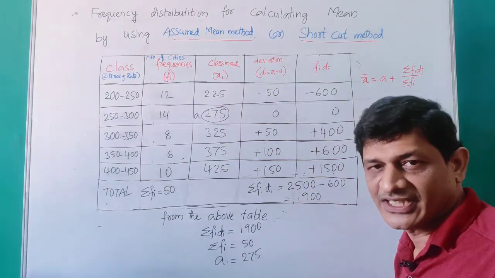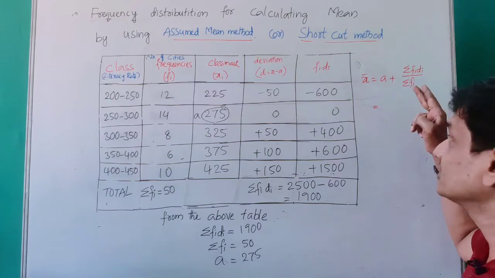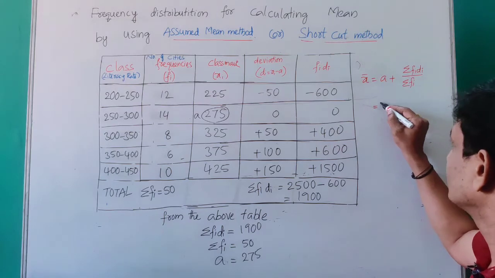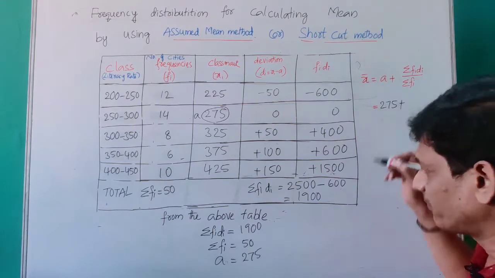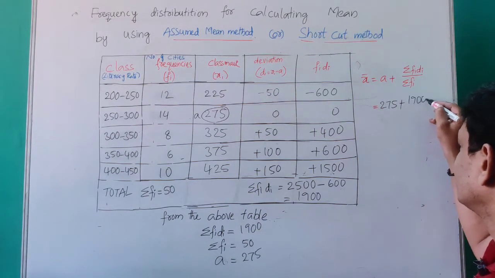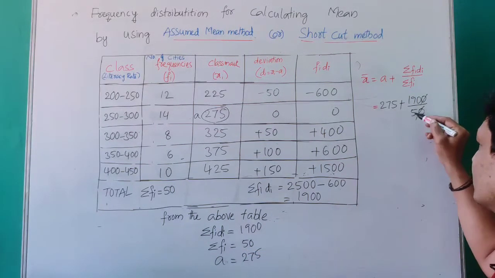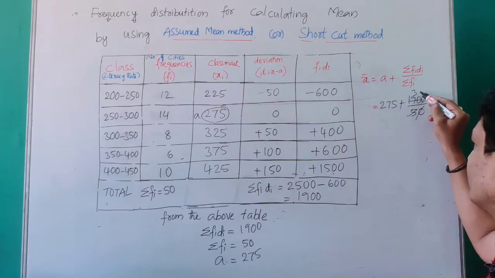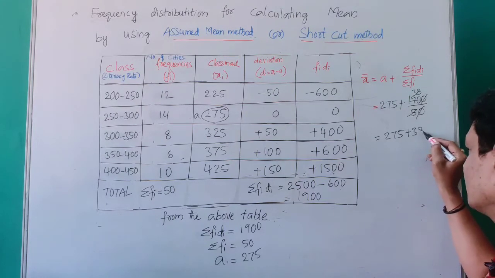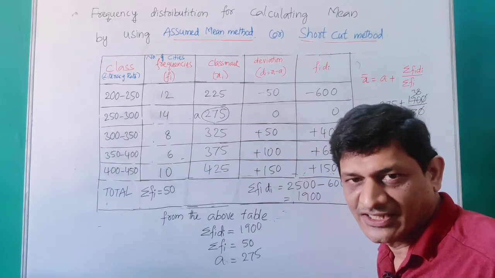What is the formula for calculating mean by the assumed mean method? x bar equals a plus sigma fi di by sigma fi. What is the value of a here? 275. So write 275 as it is, plus sigma fi di value 1900 by sigma fi value 50. Now make a cancellation here, 0 0 gets cancelled, 5 threes are 15, 5 eights are 40. So 275 plus 38 becomes 313. This is the mean of the data. Got it?